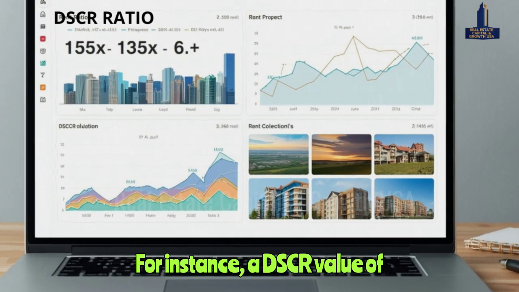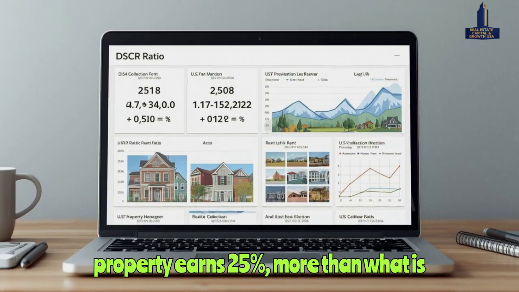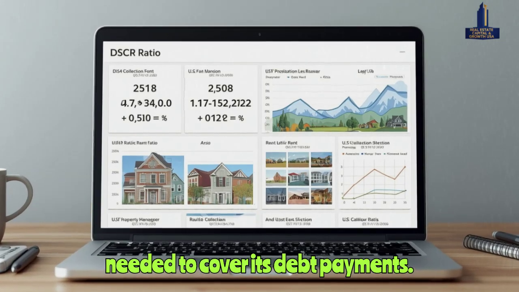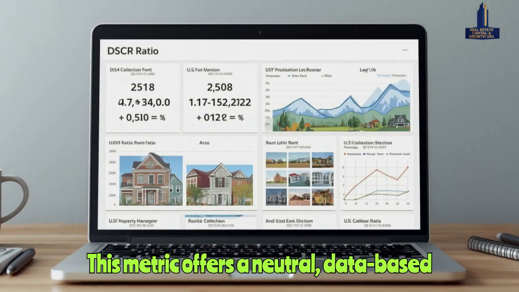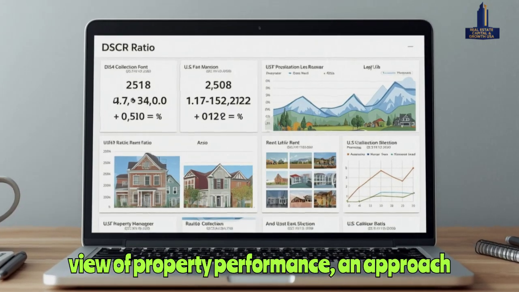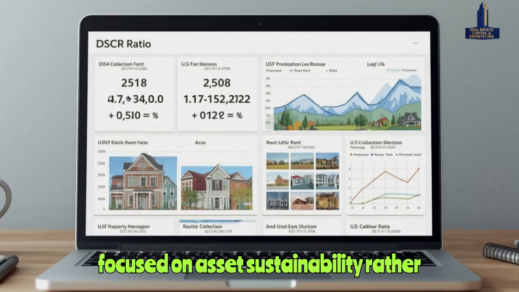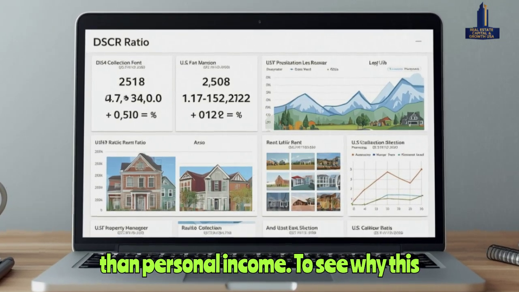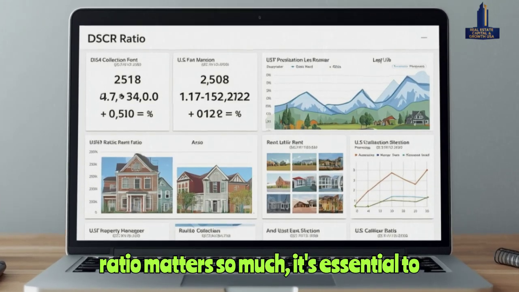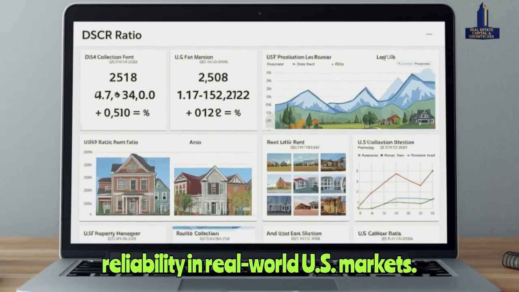For instance, a DSCR value of 1.25 indicates that the property earns 25% more than what is needed to cover its debt payments. This metric offers a neutral, data-based view of property performance, an approach that aligns with a market increasingly focused on asset sustainability rather than personal income. To see why this ratio matters so much, it's essential to understand how it evaluates property reliability in real-world U.S. markets.